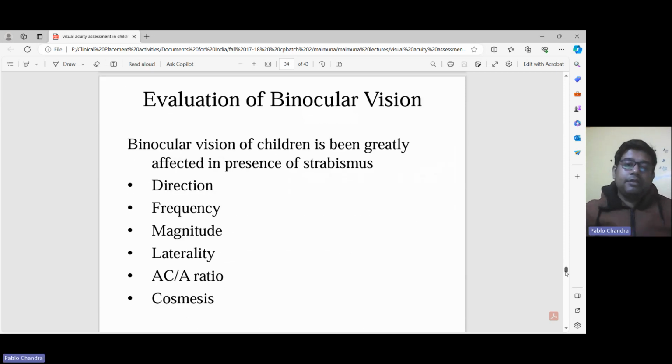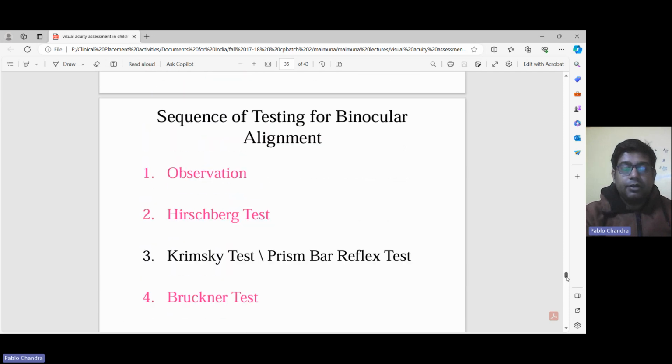Now, evaluation of binocular vision. Apart from visual acuity in children, we also need to check binocular vision. Why do we need to check binocular vision? Because most squint and other problems start at a very small age. So binocular vision of children is greatly affected in the presence of strabismus. If there is any strabismus or squint, we can understand that there can be a lot of problems. Direction, frequency, magnitude, laterality, AC/A ratio, and cosmesis are all there, and we have to find them out.